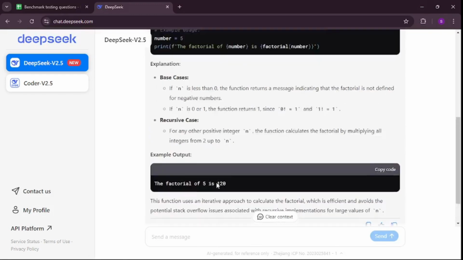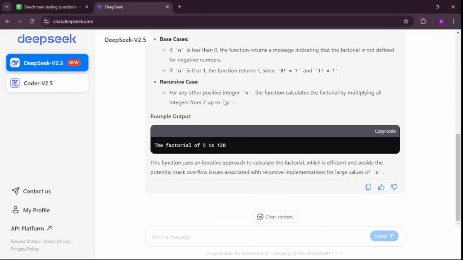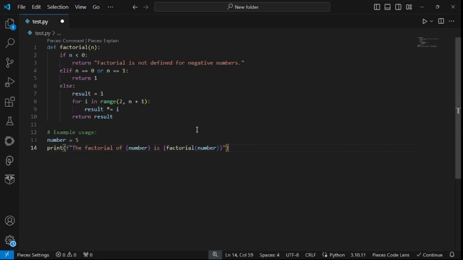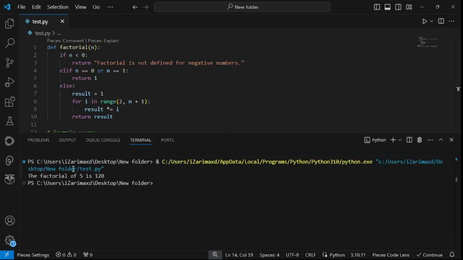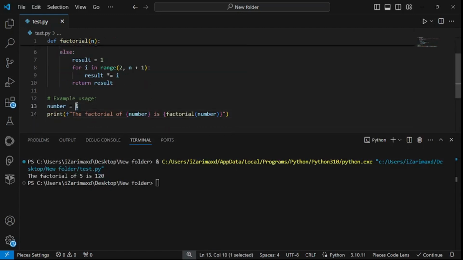And the results are out. Let's go and copy the code from here. And let's go back to my VS Code, and I actually want to test this code. So let's save that and run that here. So yep, the factorial of 5 is 120. We can actually change this value and see if it's still working. So I want to change this number to 6. So let's go and save that again and run this again.